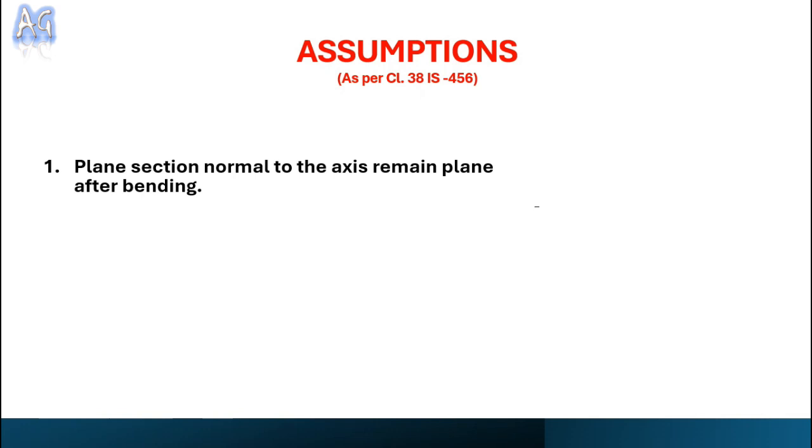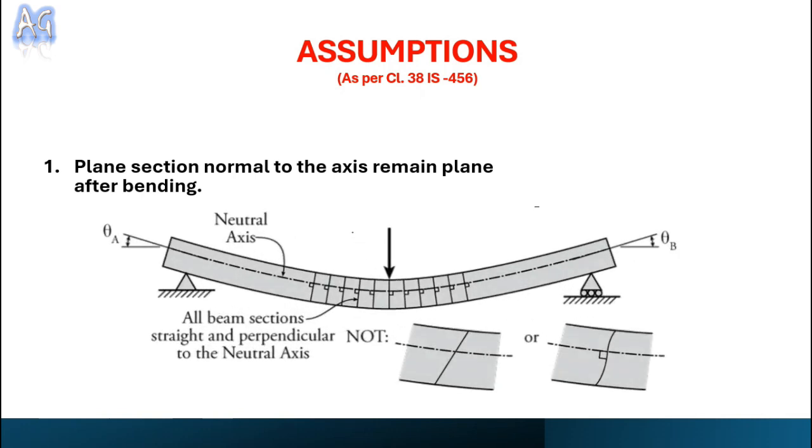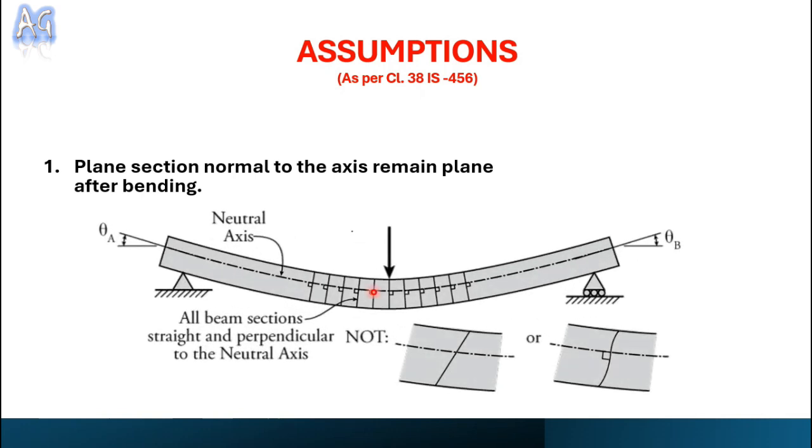What does it mean? To understand this, imagine there is a simply supported beam and we have applied a vertical load on it. So the beam will bend like this, and at the midpoint we will get the maximum sagging moment, right? Sagging moment means we will get compression at the top fiber and tension at the bottom fiber. And here you can see this is the neutral axis.